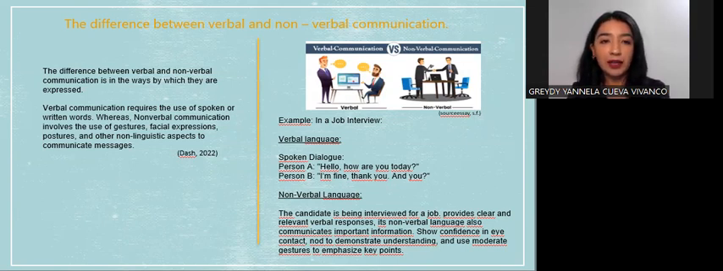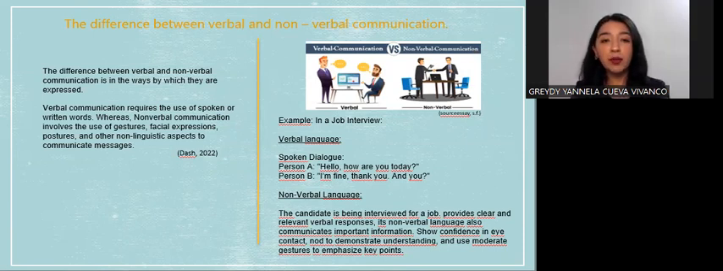Now we will analyze an example in which the use of verbal and non-verbal language is shown. In an interview, greetings and questions are exchanged through spoken language, which is an example of verbal communication. In addition, the candidate provides clear and relevant verbal responses, and their non-verbal language also communicates important information: showing confidence, nodding to demonstrate understanding, and using moderate gestures to emphasize key points.